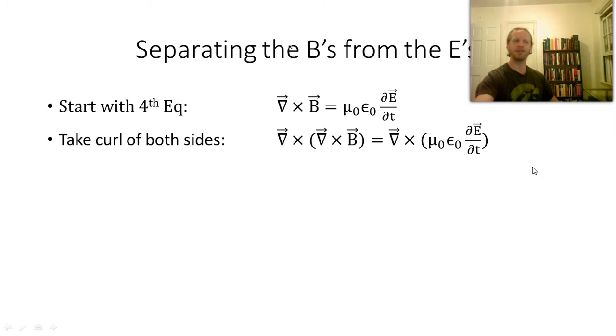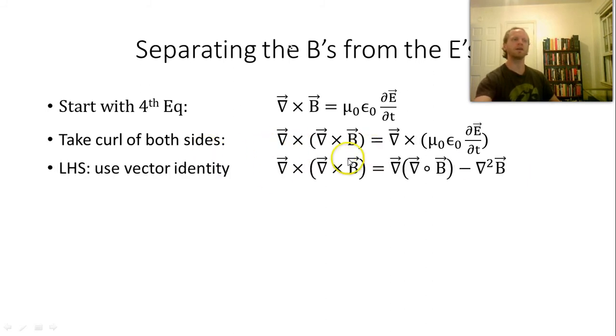But you guys have all had some vector calculus class. The left side you should immediately be able to see is a vector identity. So the curl of the curl of something is just equal to this thing minus that thing. And the nice thing here is that we see there's a gradient of a divergence, but the divergence of the magnetic field we know is 0. There are no magnetic monopoles. So this term completely cancels out, and we're left with the second term only.